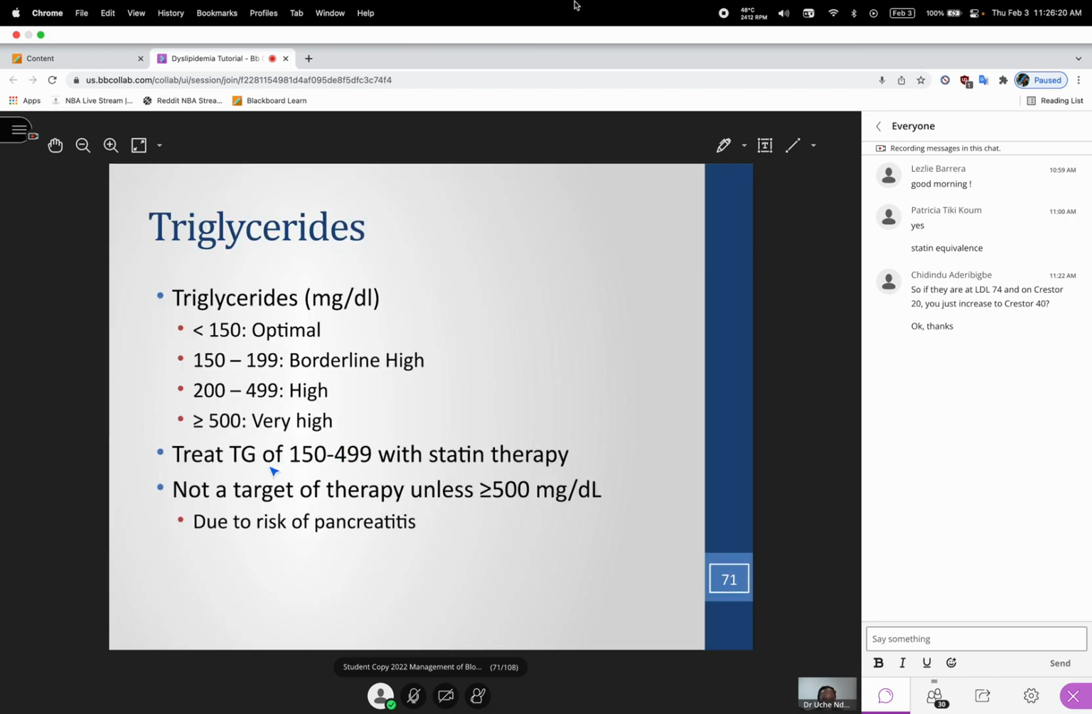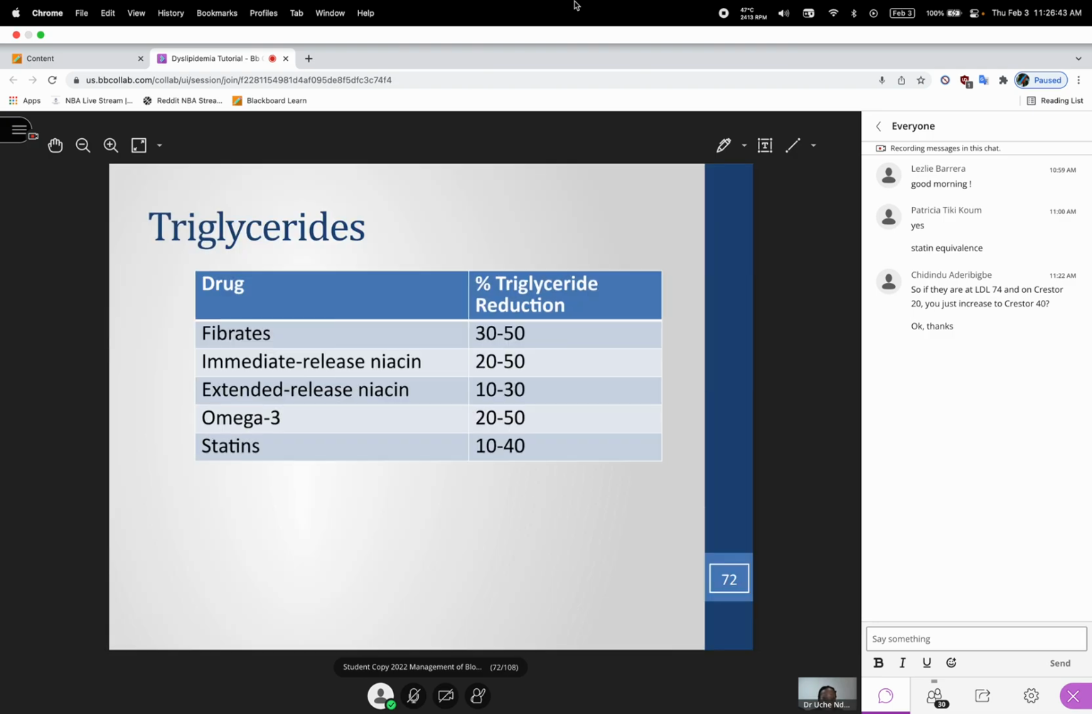Now, triglycerides, when a patient's triglycerides are between 150 and 499, we use statins because statins save lives and also reduce triglycerides. But if the patient's triglycerides are greater than 500, then we consider something that is strictly for the treatment of hypertriglyceridemia because of the risk of pancreatitis. All right, this is a table that just shows how effective these drugs are at reducing triglycerides.